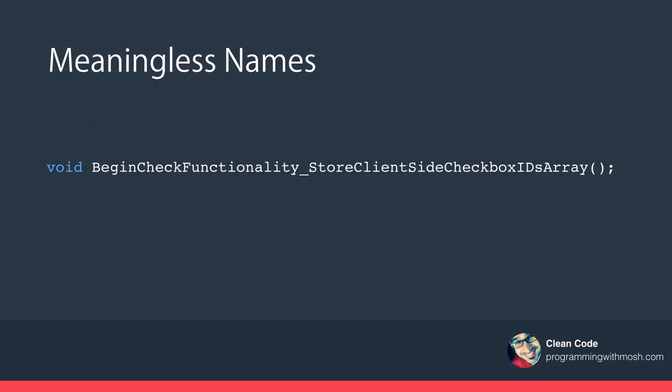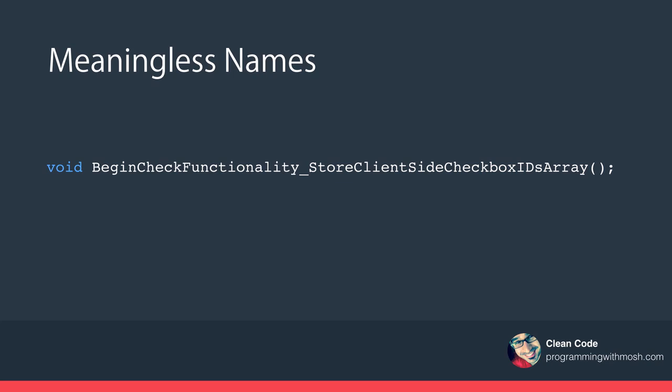Another category of poor names is meaningless names. Look at this method. What does begin check functionality underscore store client-side checkbox IDs array mean? I really can't tell. I have to look at the implementation of this method. And typically, a method name like that is more than 100 lines of code in my experience. And often, that's the reason that the method has a meaningless name.